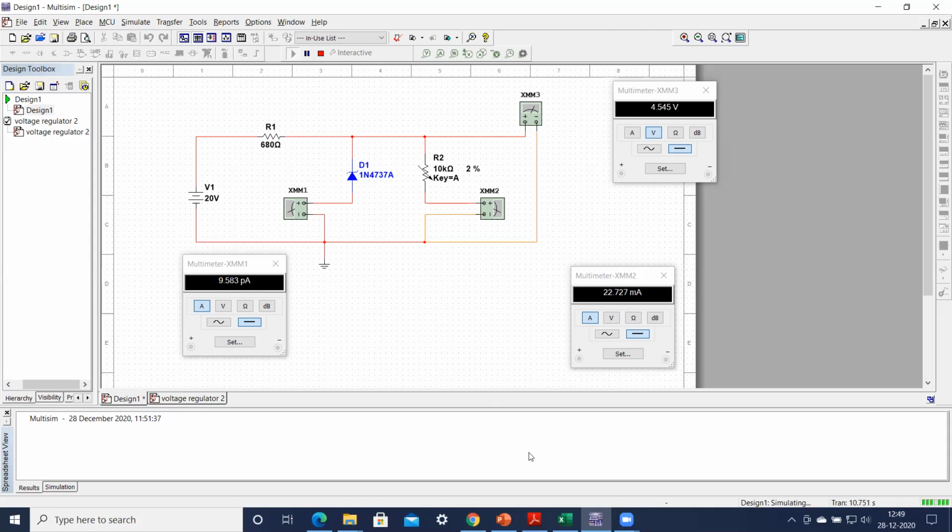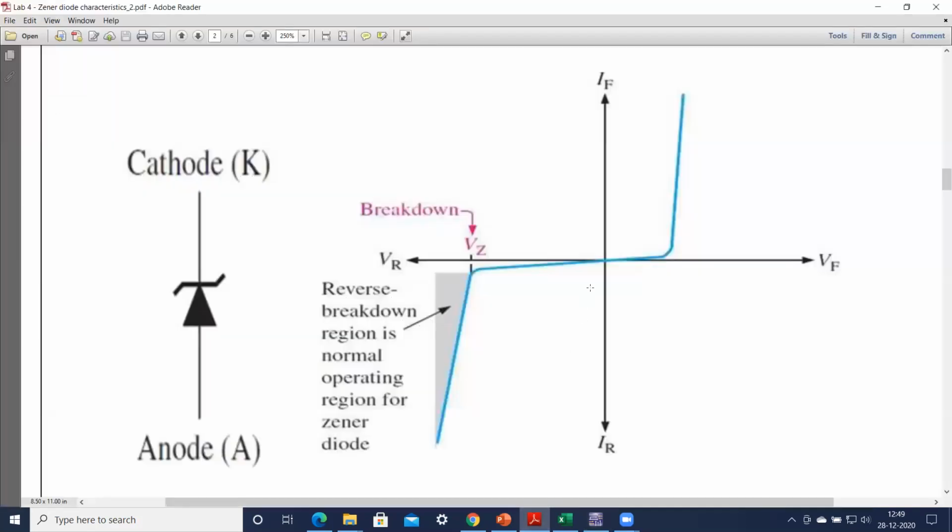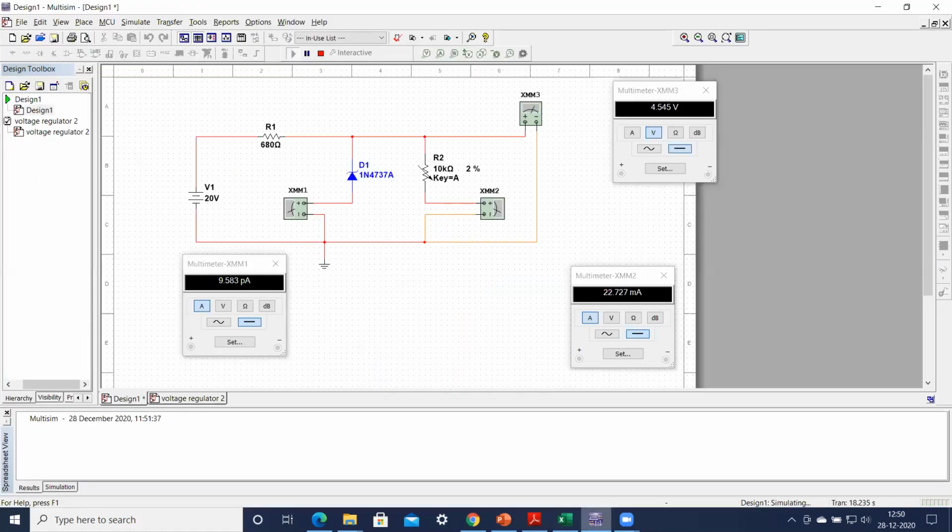So you remember this particular picture. When the current is very small, it means that the Zener diode has not yet entered the breakdown region. Once the current increases significantly and the voltage becomes constant, only then will it enter the breakdown region. So at present your circuit has not entered the Zener breakdown region.